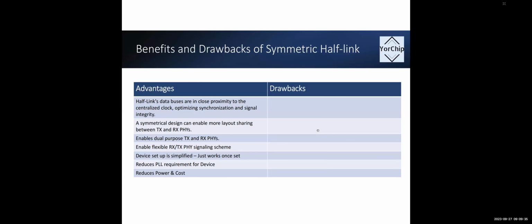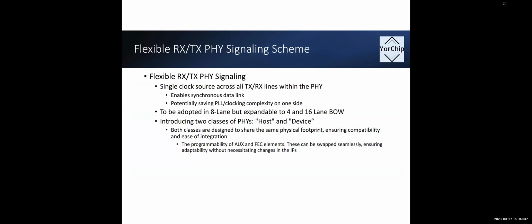Thank you. Yes. So now this is the new side with the new part, which is, we want to enable a single clock source across a TX RX line and across all TX RX lines, and now start subdividing the pins between being TX and RX within a single PHY. That way we can enable a synchronous data link and maybe save a PLL, at least one PLL on one side. At least this proposal is meant for the 8 lane, but it can be expanded.